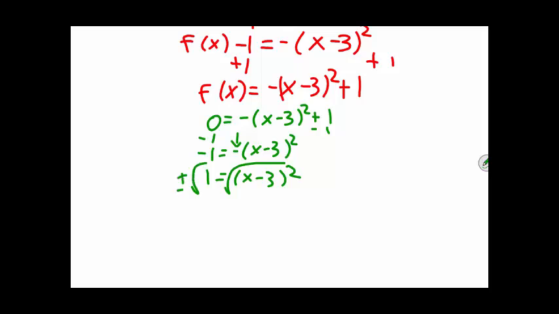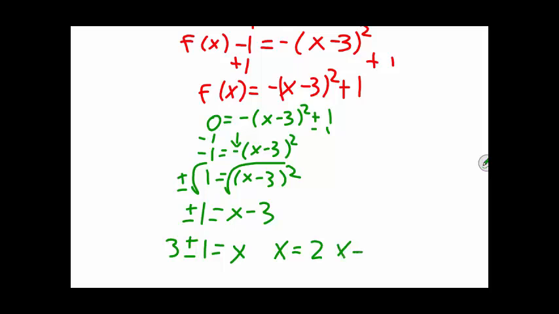Take the square root of 1, that's going to give us a positive and negative 1 equals x minus 3. So our last step is to add 3 to both sides. So we have 3 plus or minus 1 equals x. So our two solutions would be 3 minus 1 is 2, 3 plus 1 is 4. So this thing crosses at 2 and 4.